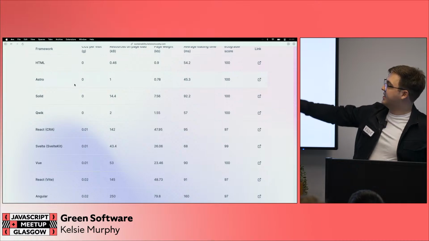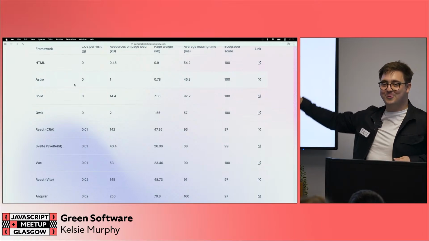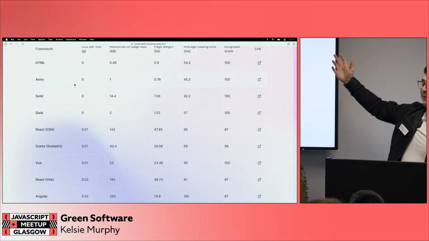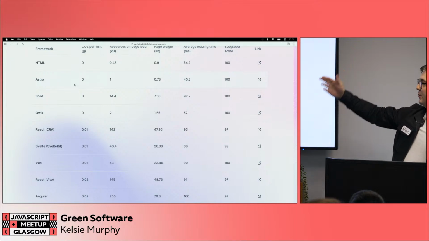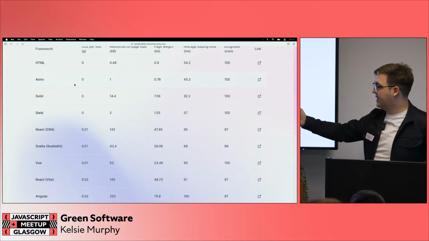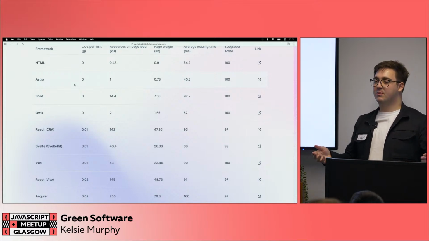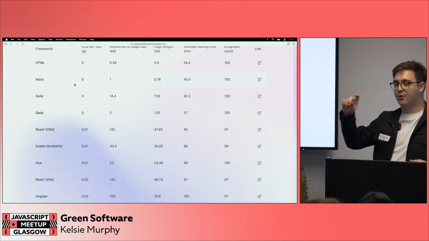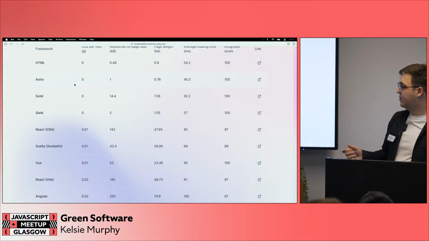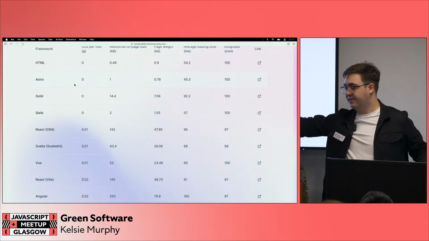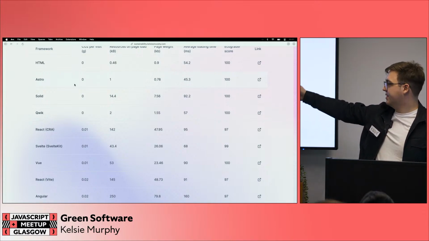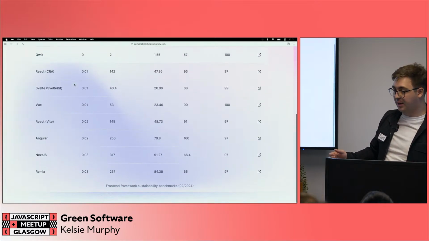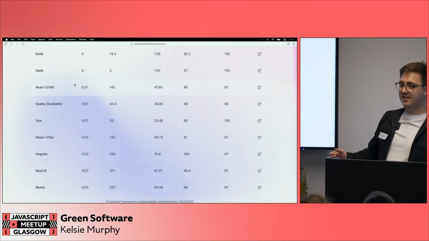And you can see on the left-hand side, and I'll talk about the numbers, don't worry too much about the numbers just yet, each of the frameworks, I guess apart from HTML, that's the one you saw. But we've got Astro, Solid, Qwik. These are lesser used frameworks, I suppose. React, the CRA is with Create React App. And then I've also done another one a little bit further down with Vite. Then we have Vue, SvelteKit, Angular, Next.js, and Remix. So I think it's 11.